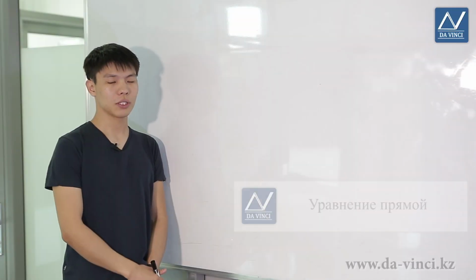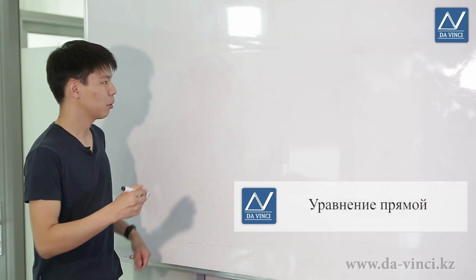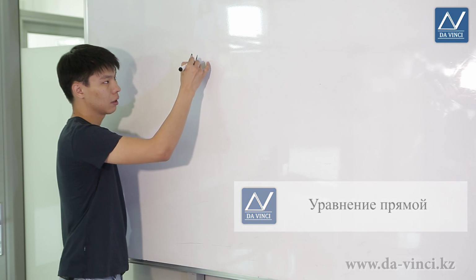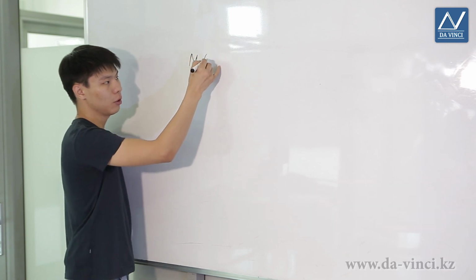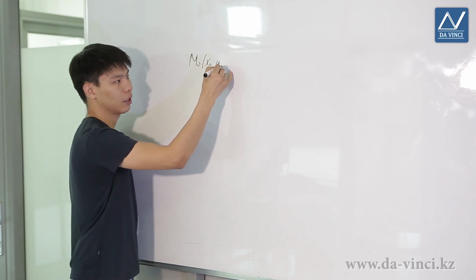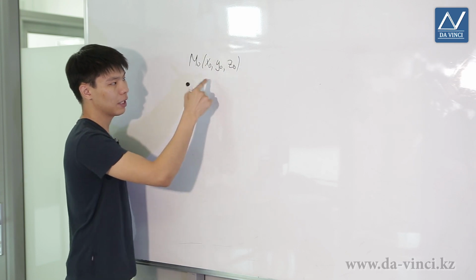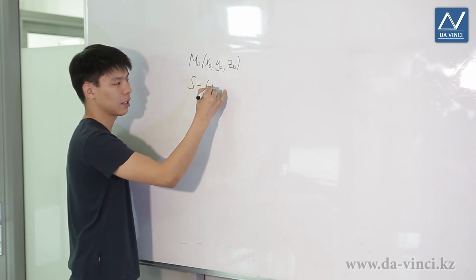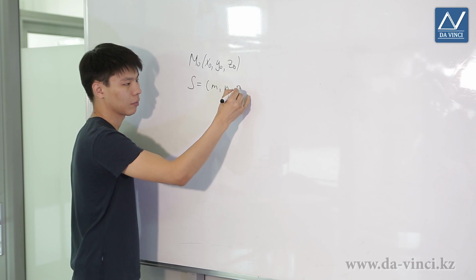Hi, in this lesson we'll consider the equation of the line. Let's try to write down the equation of the line, which passes through the point M0 with coordinates x0, y0, z0, and is parallel to the vector S with coordinates m, n, p.